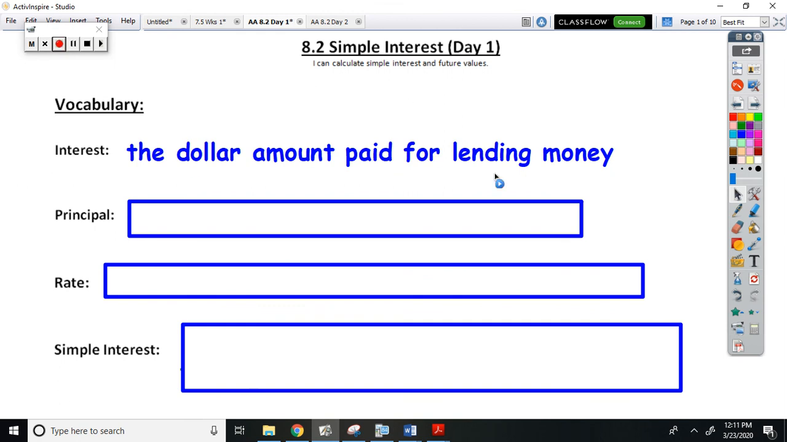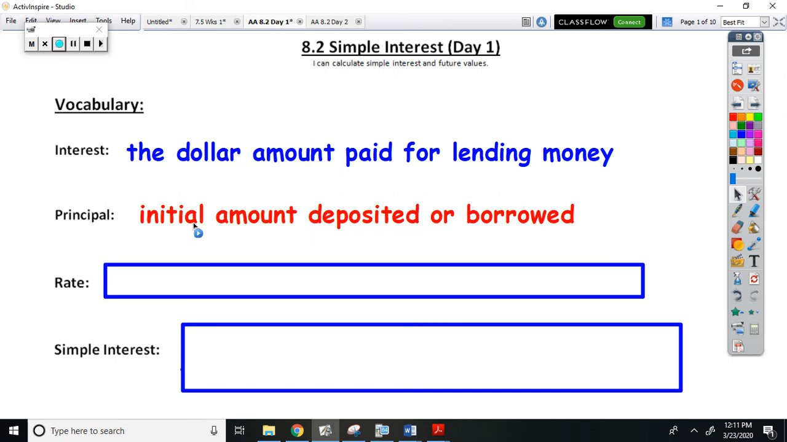Interest. This is the dollar amount paid for lending money. This is how much the bank pays you to leave your money in their establishment. Principal. Principal is the initial amount deposited or borrowed. So it's what you're starting out with, putting in or taking out.